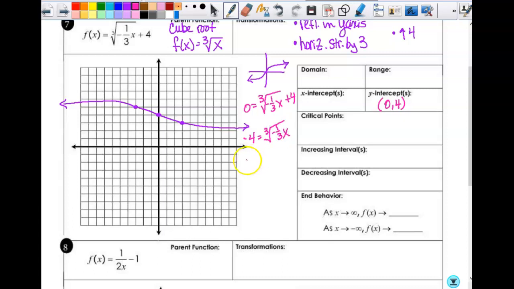Cube it, so this is going to give me negative 64 again, is equal to negative 1/3 x. Good. Multiply both sides by that negative 3, so that means it's going to be positive. And then 3 times 6 is 18, so that'd be 180. 3 times 4 is 12, so it's going to be 192. And that seems reasonable considering we know how far that other one came. And it's 192.